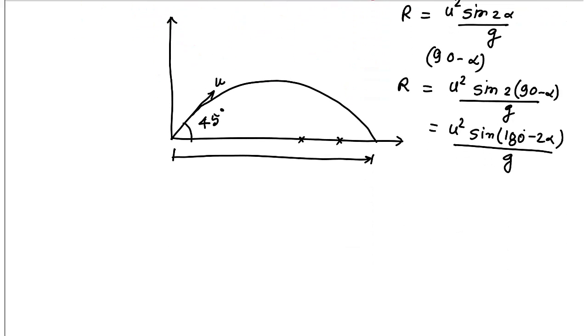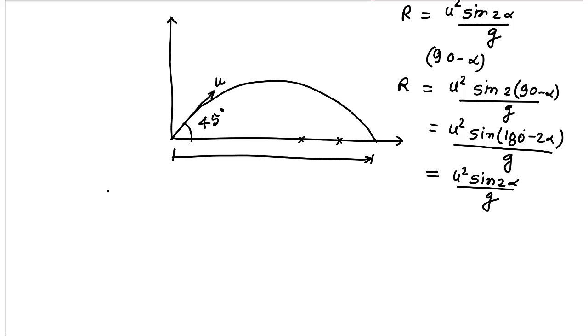And if you have some idea of algebra, you can say sine of 180 minus theta is equal to sine theta. So from here I can say this is again the same as u square sine 2 alpha divided by g. So this gives me one important result, that is if I throw a projectile either at angle alpha or at angle 90 minus alpha, both will give the same range.